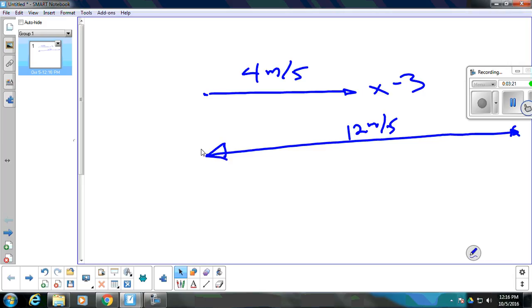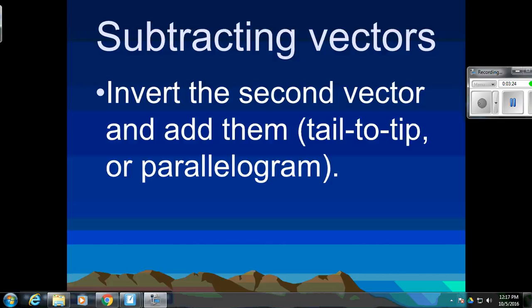Easy peasy, right? This is a skill that you need to have, and the IB asks you to do this quite a bit. So when we added vectors, we just placed the second one tail to tip and drew our resultant. Subtraction is a little bit different. When you subtract vectors, you basically invert the second one and add them. Or basically you add the opposite of the second one, and still use the same technique we used before, which was the tail to tip or the parallelogram method.